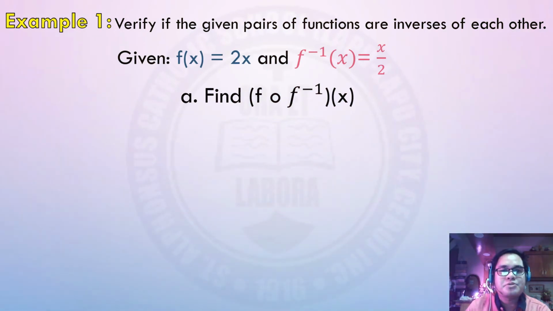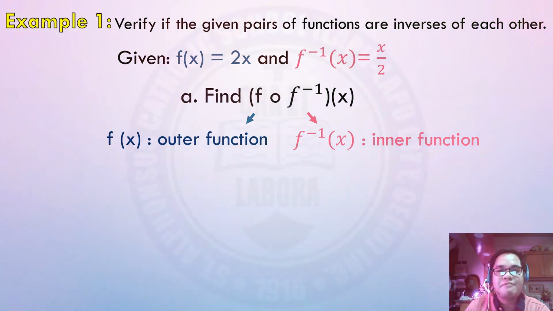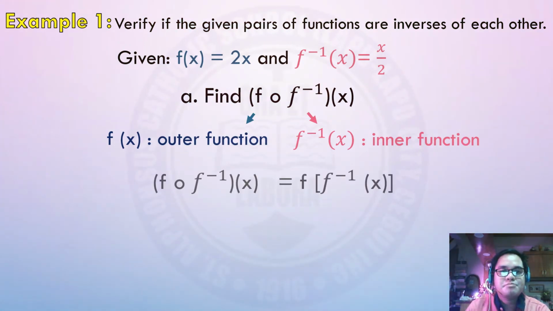The outer function in the notation f circle f inverse can be found at the left side, which is f. So, f of x is our outer function. And the inner function in the notation f circle f inverse can be found at the right side, which is f inverse of x. So, this is our inner function. So, we have to consider this solution. F circle f inverse of x equals f of f inverse of x.